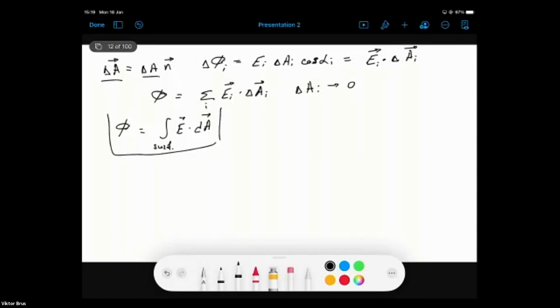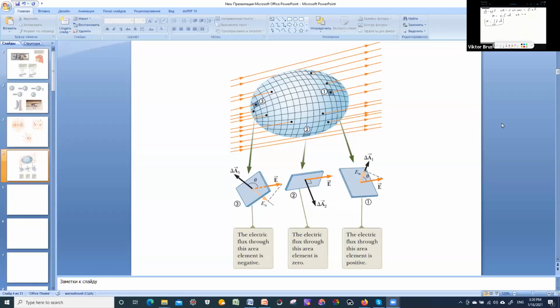So this is the definition of a closed surface, and we need to calculate and understand how we calculate electric field flux through closed surfaces. So let me share this screen. Okay. Now you see here an example of a closed surface, which is located in some electric field.